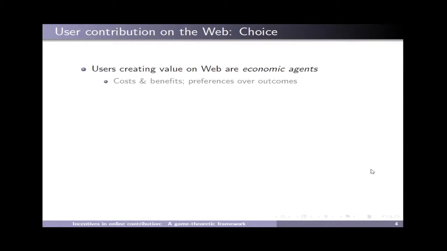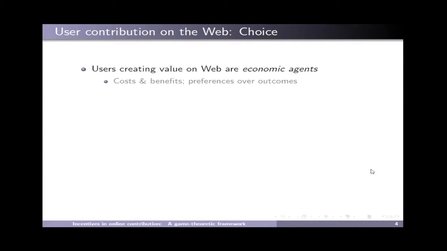All of this is very nice, and all the pictures I showed you, all the systems I mentioned, seem to indicate that user contribution on the web is going great, which is true. But if you think about it, when users contribute on the web, they're not really automatons doing things. They have a choice. The users who create all this value on the web via writing reviews, citizen science, or with their data are really economic agents.